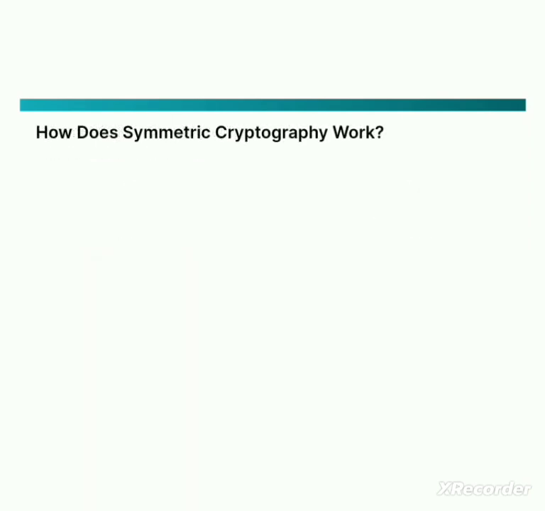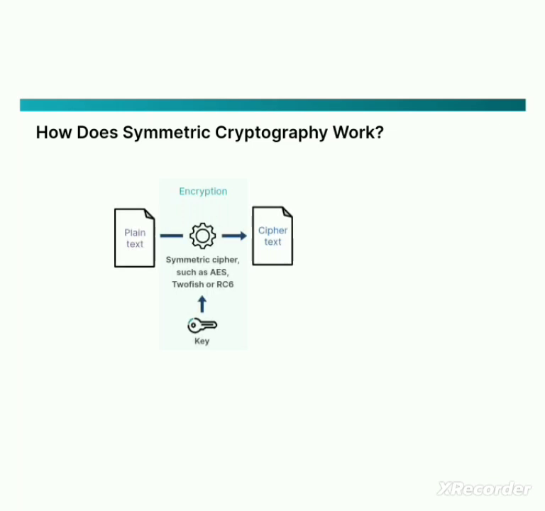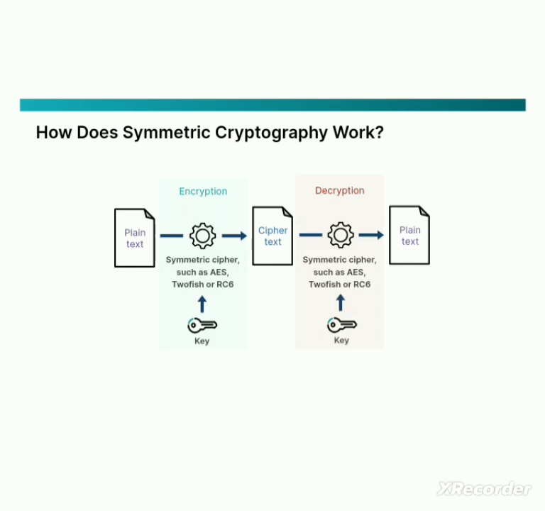How does symmetric cryptography work? To encrypt information using symmetric cryptography, a crypto application uses a symmetric key and cipher to convert the plaintext into ciphertext. In order to decrypt the ciphertext, the same symmetric key and cipher convert the ciphertext to plaintext. But the problem remains: how do you securely send the key to the receiving party?